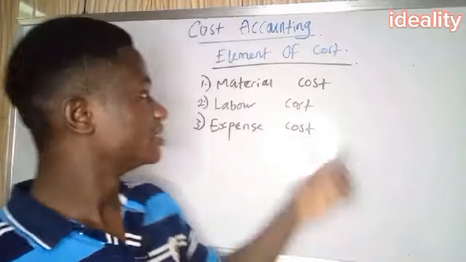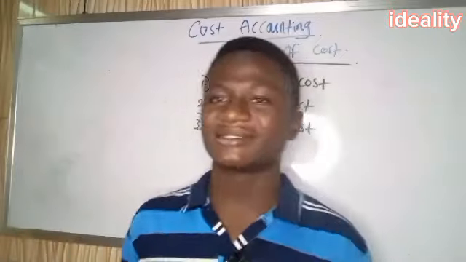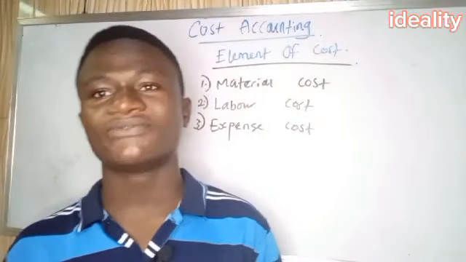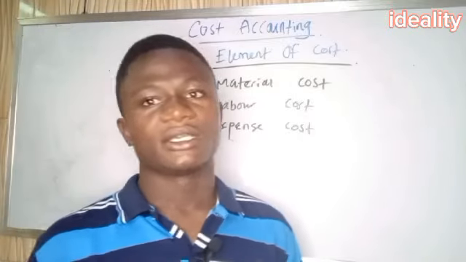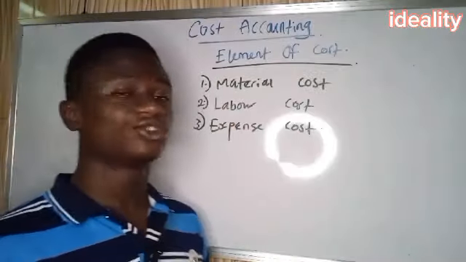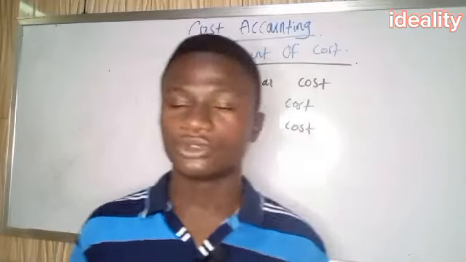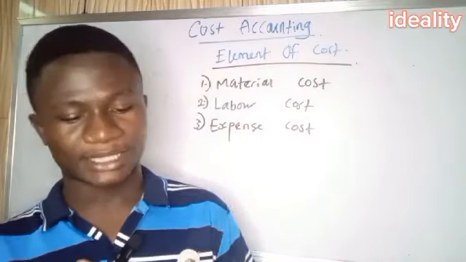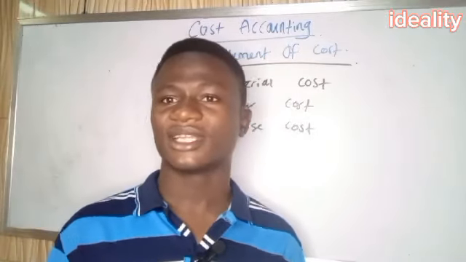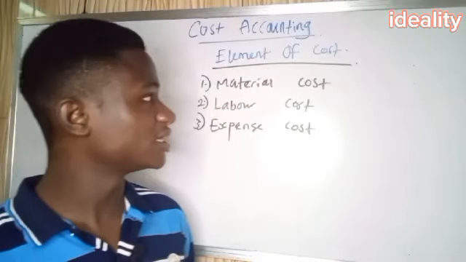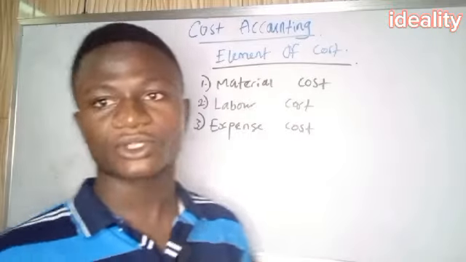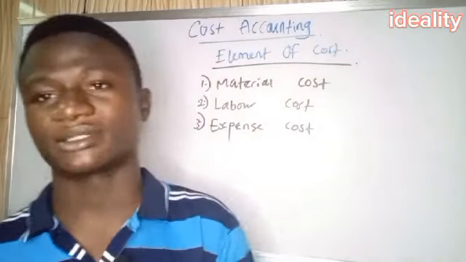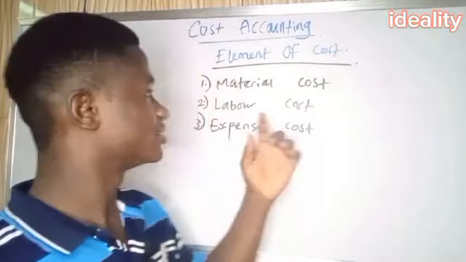So what do we mean by the material cost? Material cost is the cost of the materials used in production. For example, I want to produce flour. When I want to produce flour, I need sugar, I need flour, and all these things joined together are what we call the material costs. The cost at which I get the raw materials is what we call the material cost.